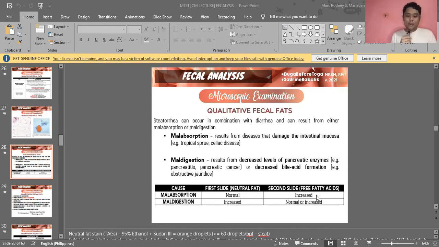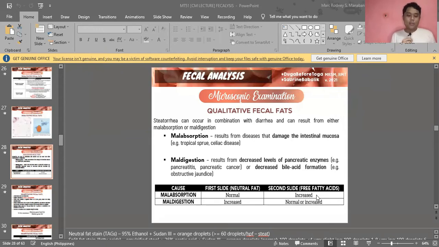So therefore, normal lang. But for free fatty acids, it's increased because again, the fatty acids are reabsorbed through the intestinal wall. And because sa malabsorption na may problema dito, all right? So dili siya maabsorb og tarong. Okay? So normal ra ang first slide, neutral fats kay nara may lipase and enzymes secreted by the pancreas, pero increased sa imong second slide kay dili siya ma-reabsorb og tarong, okay?